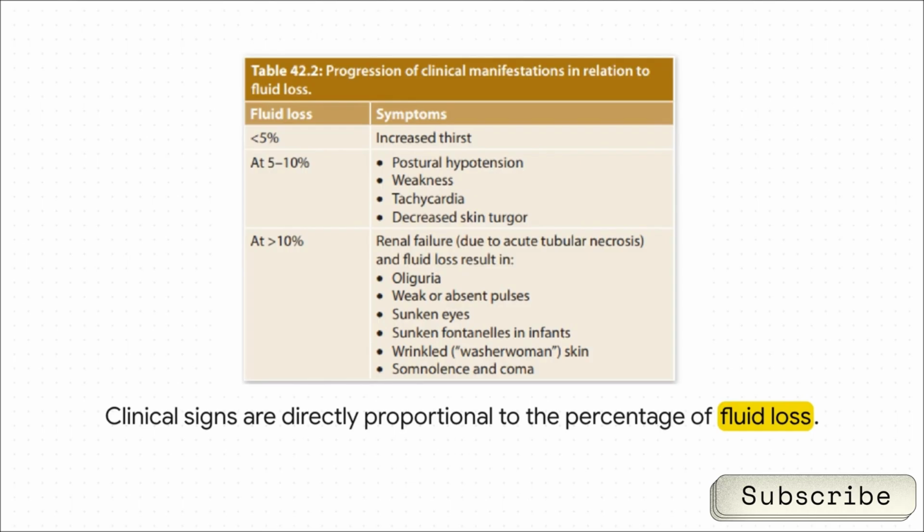This is a fantastic clinical guide because it shows you that all the signs and symptoms are directly tied to how much fluid the patient has lost. You can see here as the percentage of fluid loss goes up, the signs get more and more severe. Things like decreased skin turgor, a weak pulse, sunken eyes, and if it gets really bad, you're looking at shock and organ failure. It's all about dehydration.